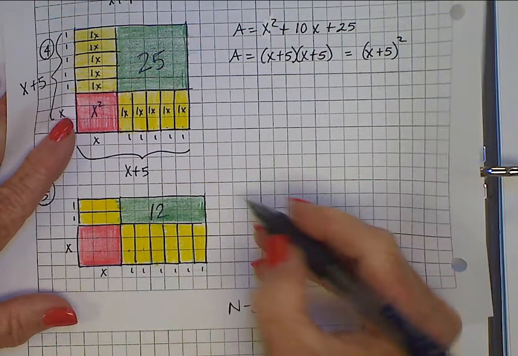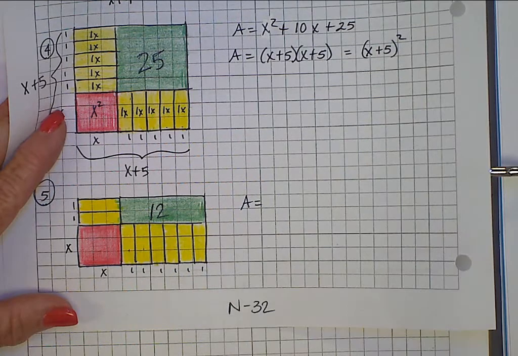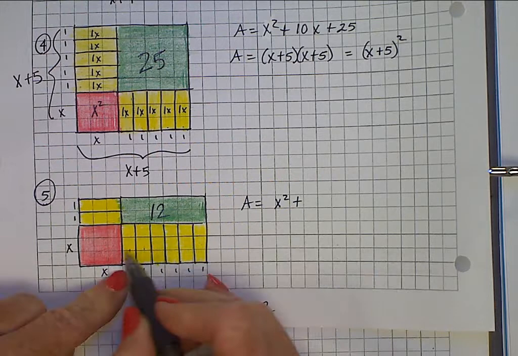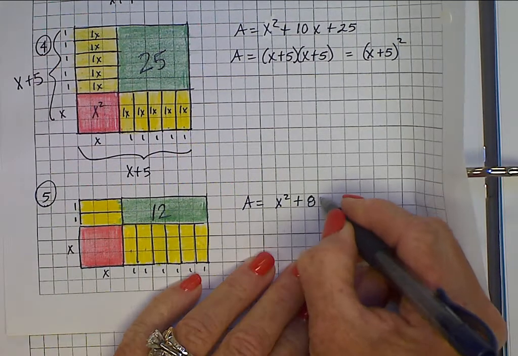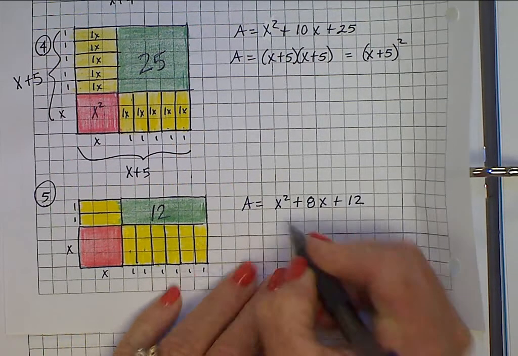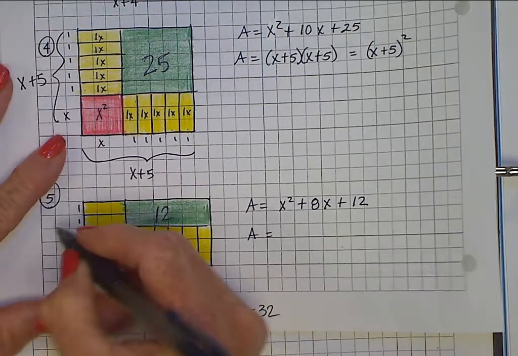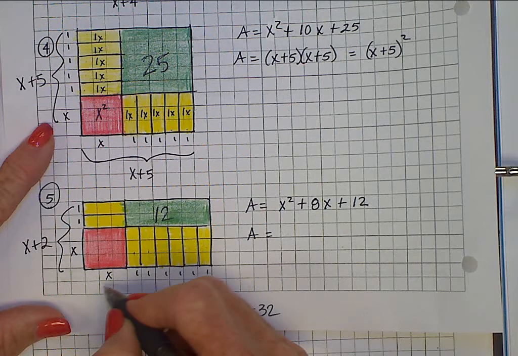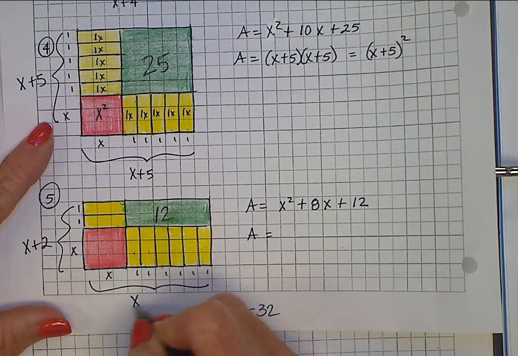2 ways to write this area. We have x squared plus 2 here, 6 there, 8x plus a 12, or here x plus 2 times x plus 6.